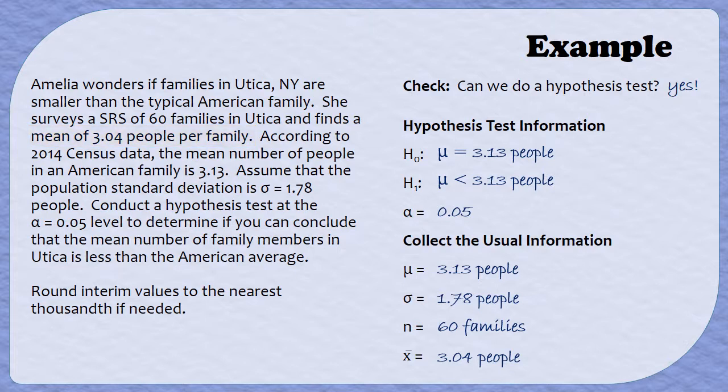Also make sure you pay attention to the labeling of these values. Pretty much all of them are people or people per family. Alpha never gets a label, and n always has a different label because n is labeled with who your subjects were. So in this case, we were studying families.